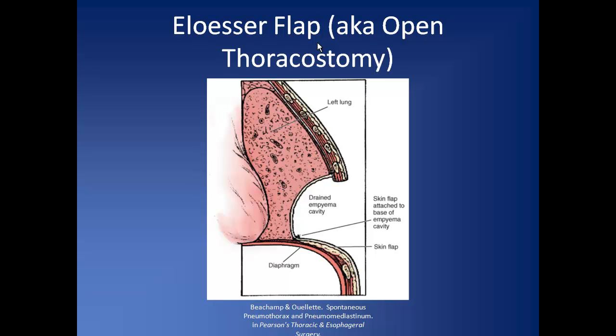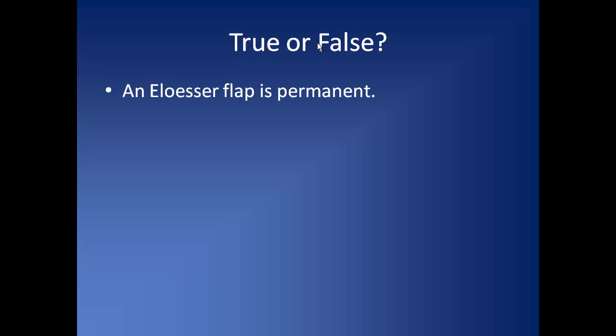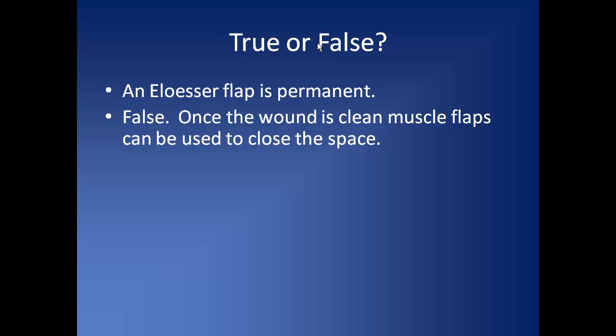So I'm going to ask you a few things to see. So, true or false? An Eloesser flap is permanent. How many say true? Okay, how many say false? How many abstain because you're too scared to raise your hand? False. Once the wound is clean, muscle flaps can actually be used to close the space. And with the post-pneumonectomy bronchopleural fistula, there's nothing in there to fill up that space. You can actually see the heart in there. You can actually put muscle, we can put antibiotic solution, you can close it up on those patients.